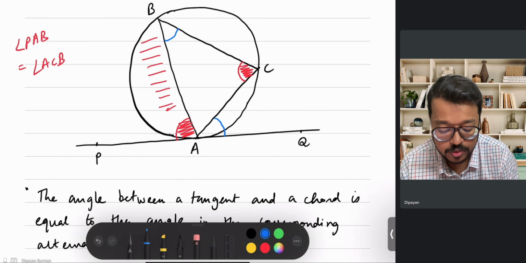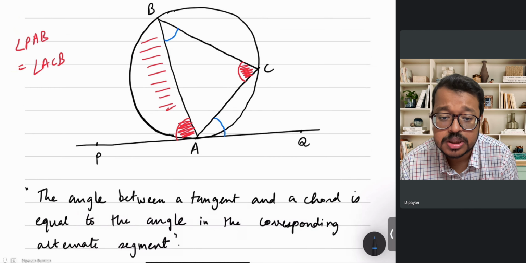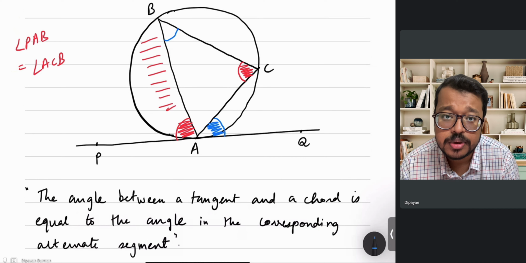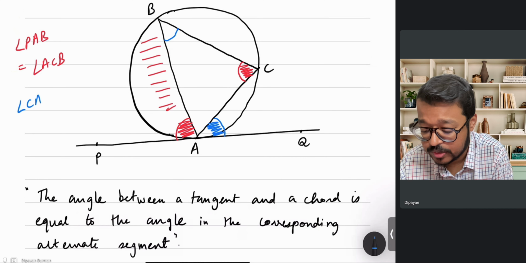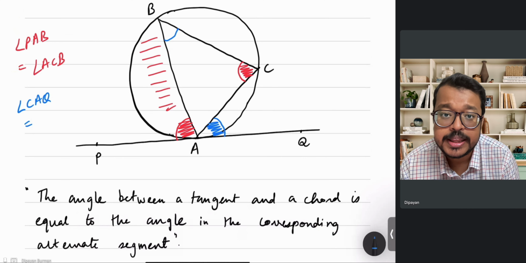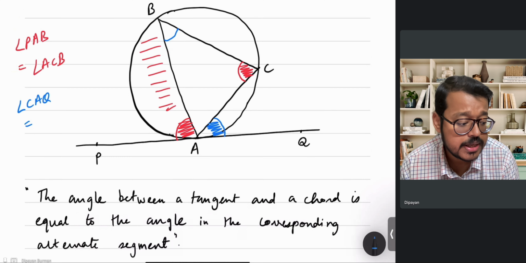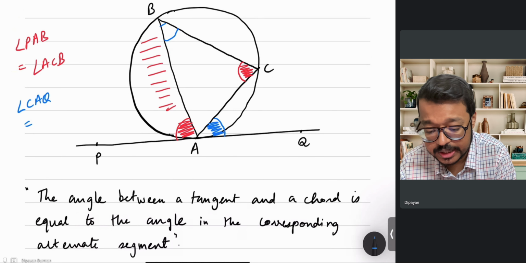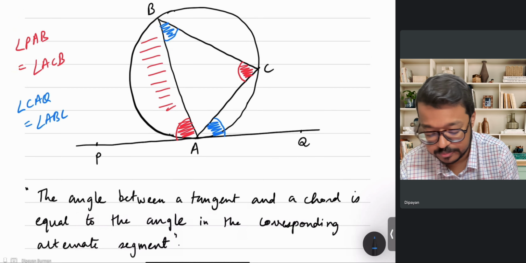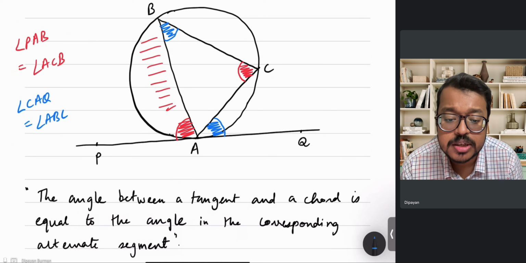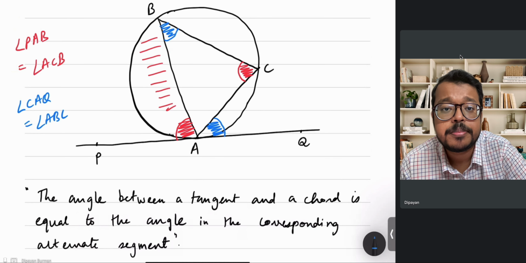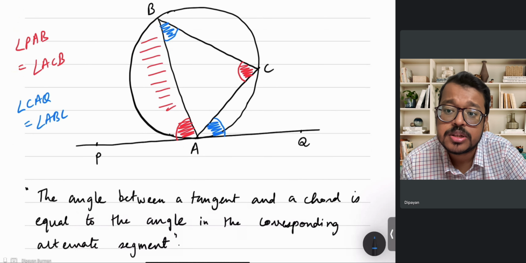The same way, if I look at the tangent QA and the chord CA, they are making angle CAQ in between them. So angle CAQ will be equal to the angle made by the chord AC on the other side of the segment, which is angle ABC. So I can say that the angle between a tangent and a chord is equal to the angle in the corresponding alternate segment. So these are all the theorems that you need to know for tangents and intersecting chords.